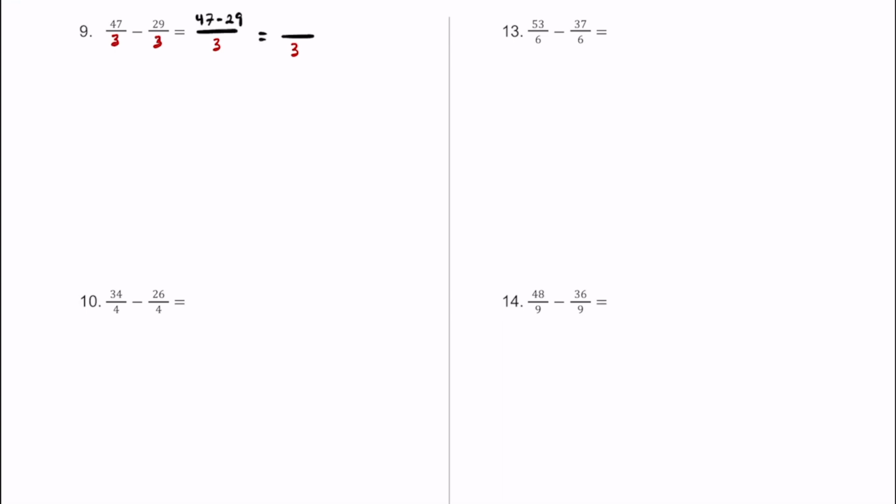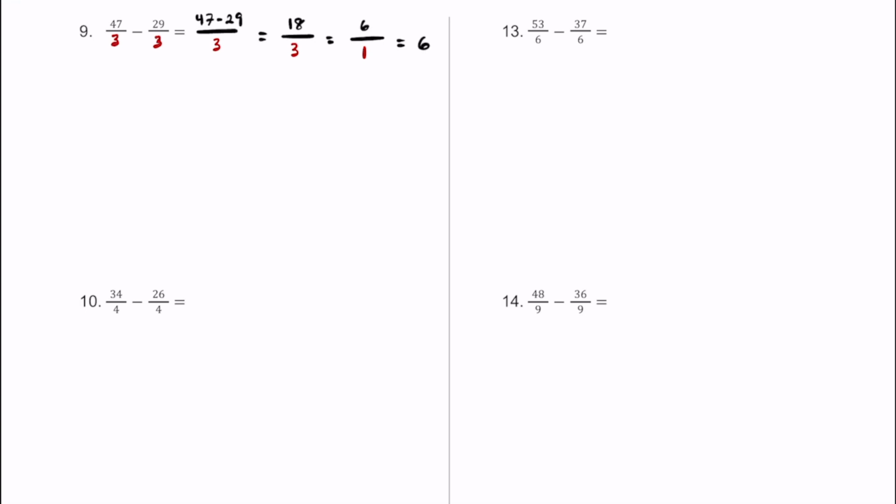And 47 minus 29 is going to be 18, so we have 18/3. Now, can this be simplified? Well, I think so, because 3 is a factor of 18, or 18 is a multiple of 3. So if we go ahead and divide these both by 3, we're going to get 6 on top and 1 on bottom. Now, 6 over 1 is just 6 wholes, so this is just a whole number here. It just happens to be 1.